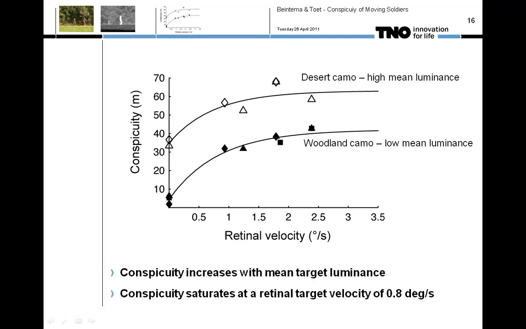To conclude, the data clearly show a large influence of luminance contrast on conspicuity and a large effect of retinal target speed. For modeling purposes, it's safe to assume that the speed dependency starts to saturate at a retinal target velocity of about 0.8 degrees per second.